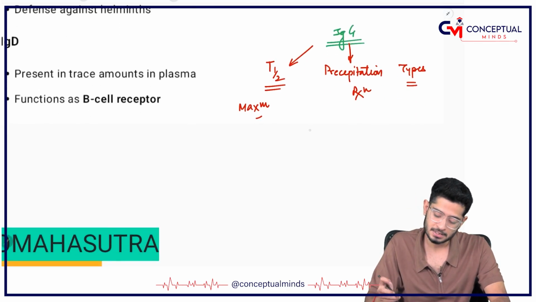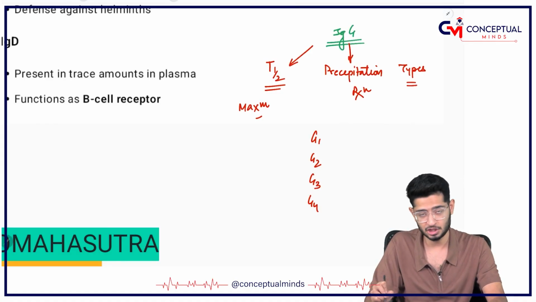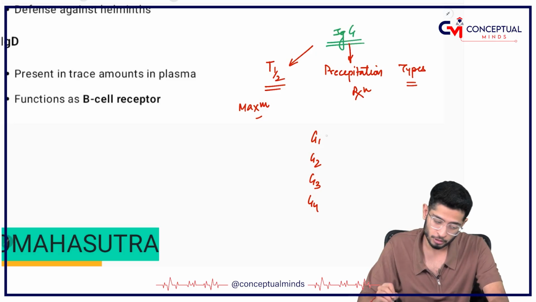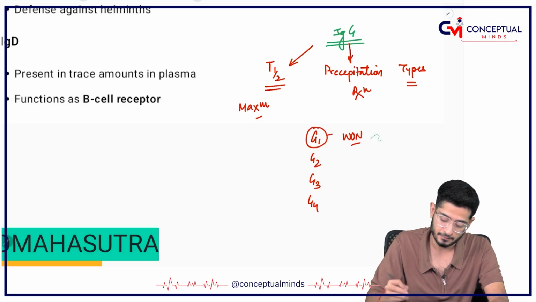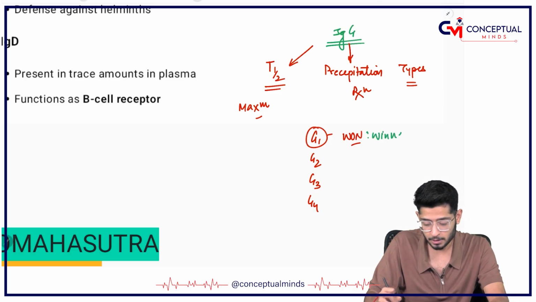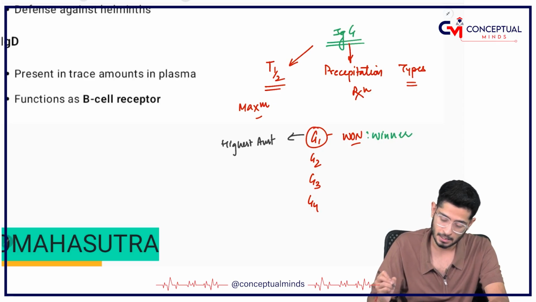And then IgG has got different types, G1, G2, G3 and G4. So there are basically 4 types, and remember 1 is the one. 1 means it is the winner. Why is it the winner? Because it is present in the highest amount.